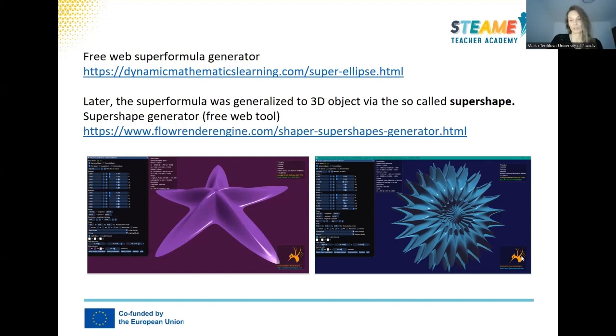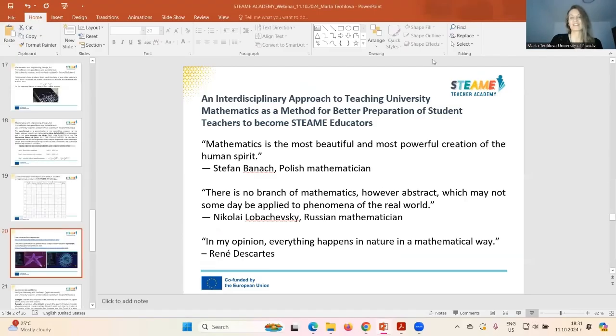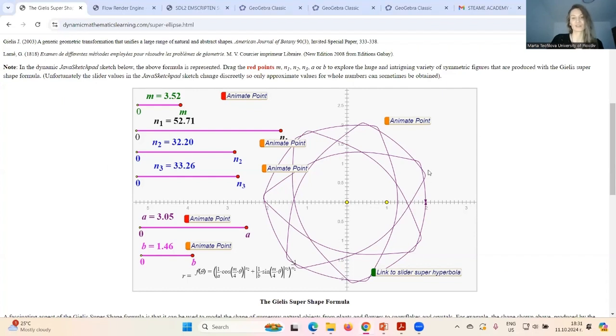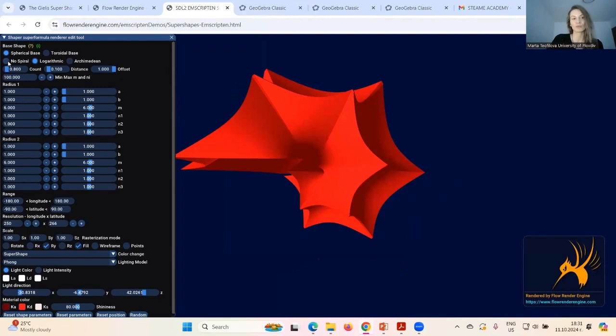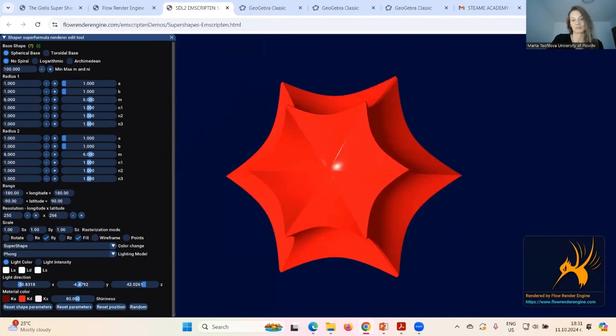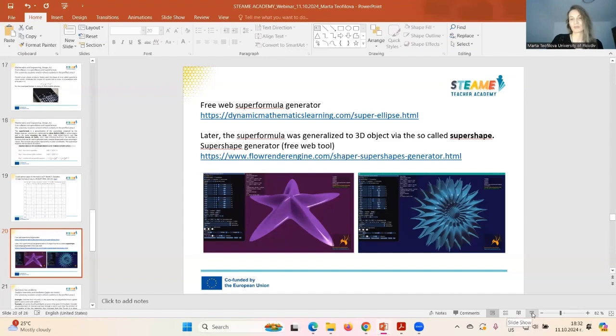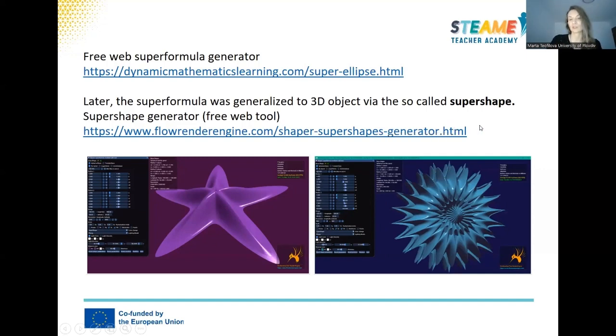And when I exit the full screen, I will try to show you a free web tool you can use to generate super shapes and 3D super shapes. You can play with the parameters. Here, for example, the shape is not using a spiral. Here, the shape is using a logarithmic spiral or Archimedean arithmetic spiral. This might be very interesting for students to look at connections between mathematics and biology.